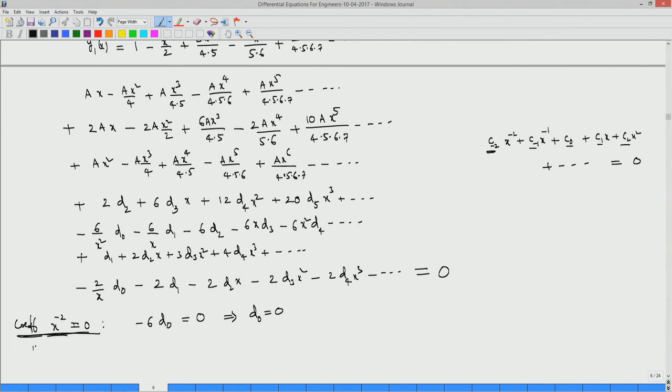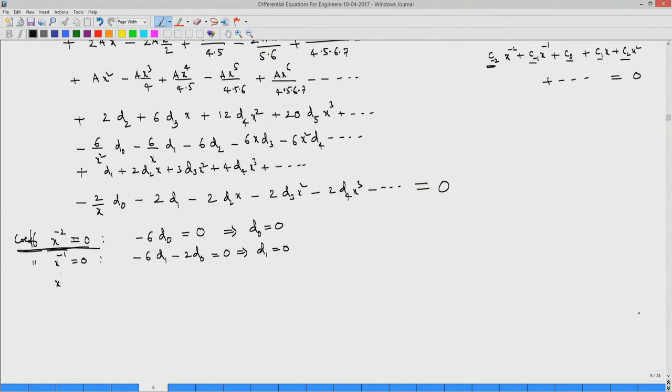And similarly, make the coefficient of x power minus 1 equal to 0. So what do you have? 1 by x, minus 6 d1, and the other one, minus 2 d naught, equal to 0. I already know that d naught is 0, so that will give me d1 is also 0.